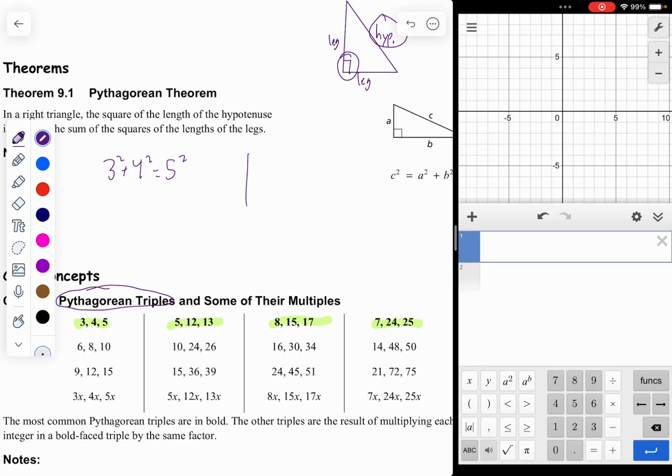Not quite a right triangle. Try that again. Much better. This will be 3. This will be 4. That's 5. And then you just do the math right over here.